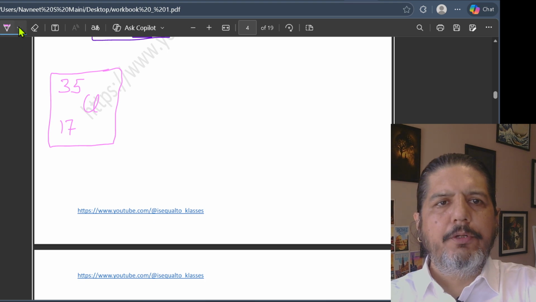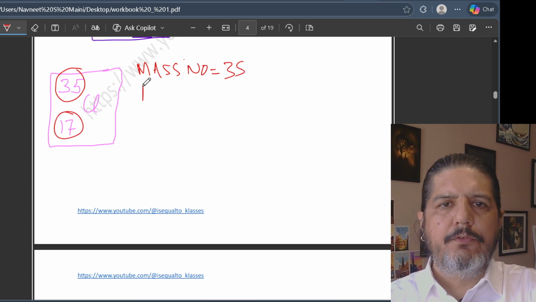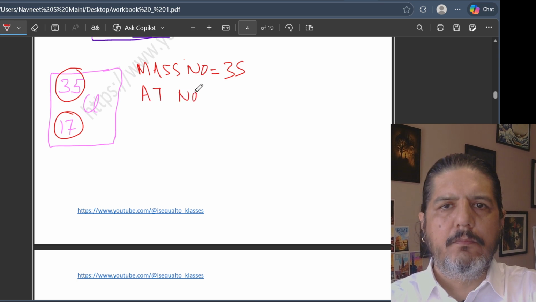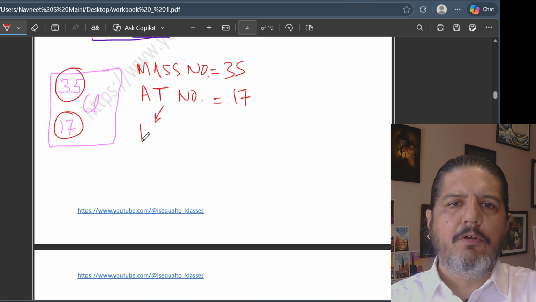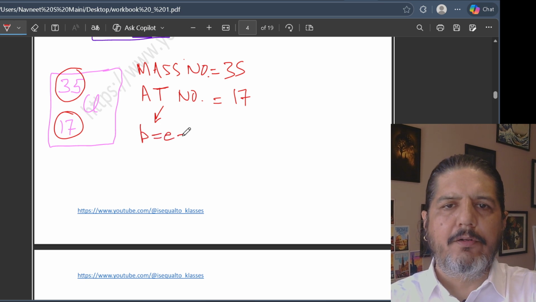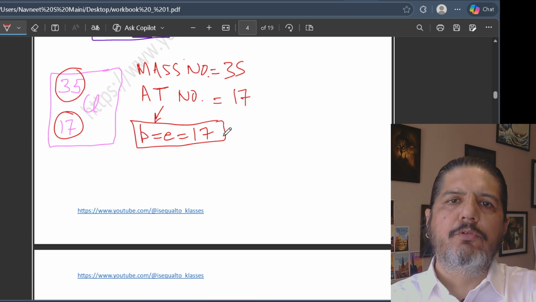So, as I have told you, this 35 is the mass number. This 17 is the atomic number. What does the atomic number give us? It gives us the number of protons. It gives us the number of electrons. So, our number of protons and number of electrons are both equal to 17.